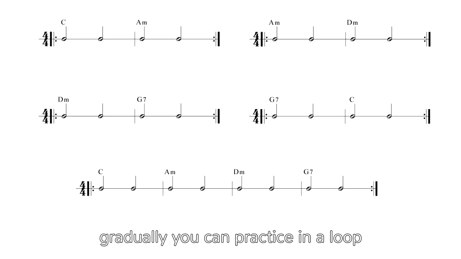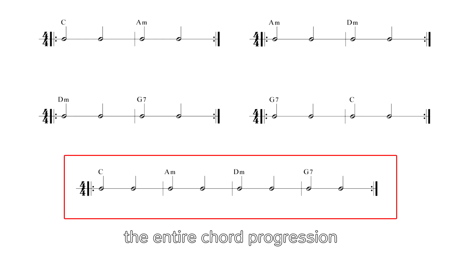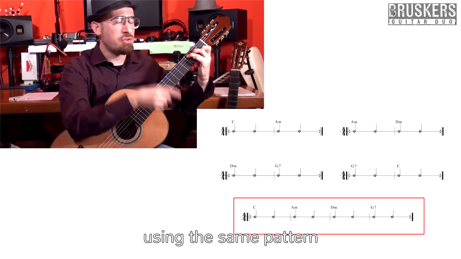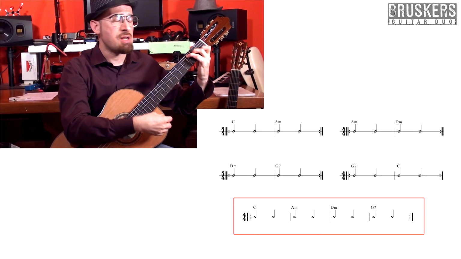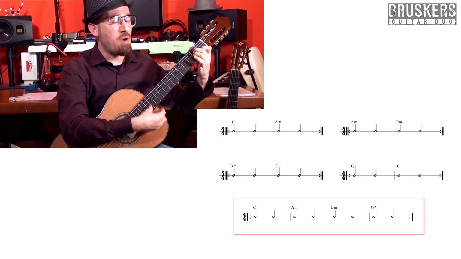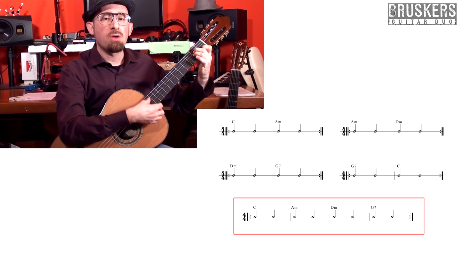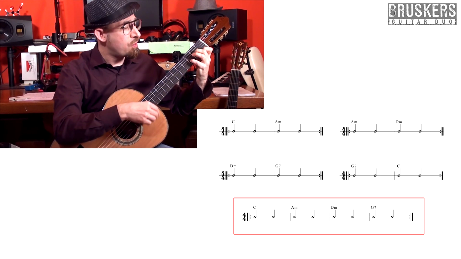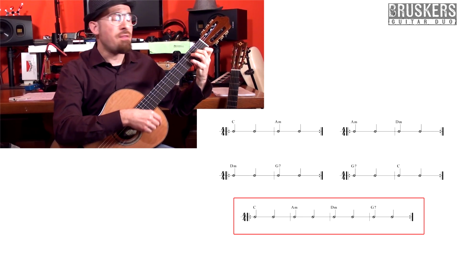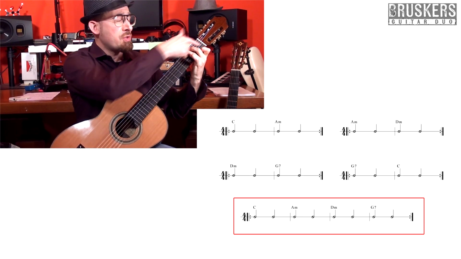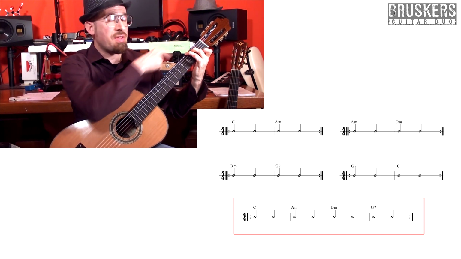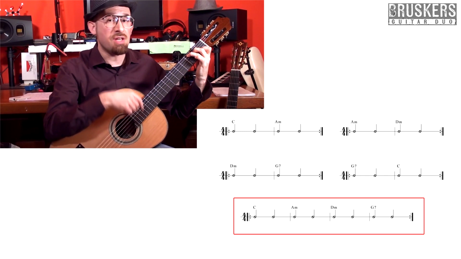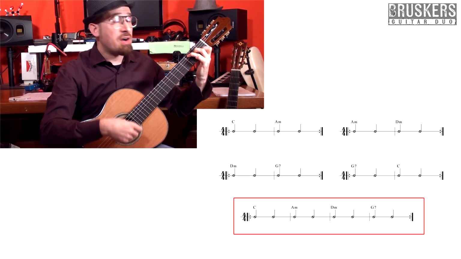Gradually, you can practice in a loop the entire chord progression using the same pattern: 1, 2, again C. I move to A minor, 1, 2. I move to D minor, and 1, 2. It's time to G7 and 1. Use the fingers, important the thumb, and move again to C. Very slowly.